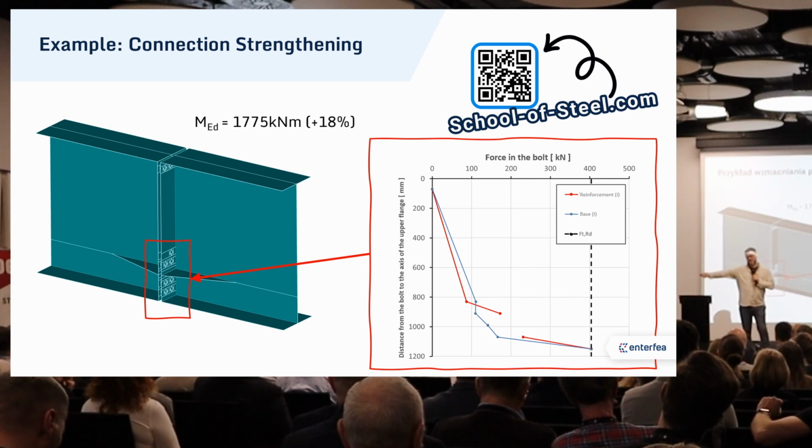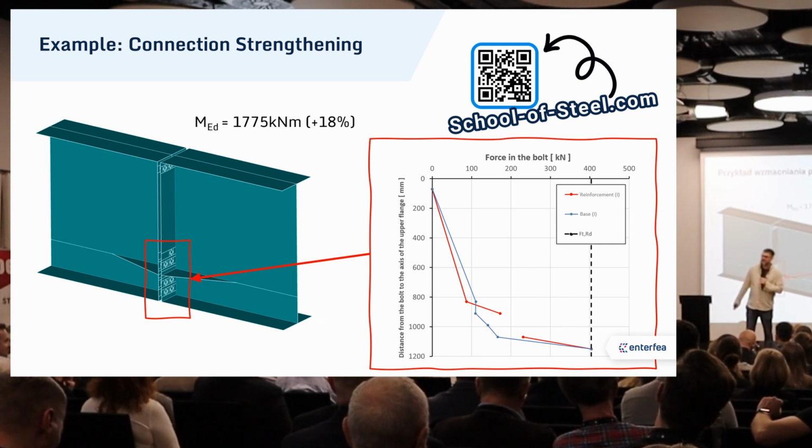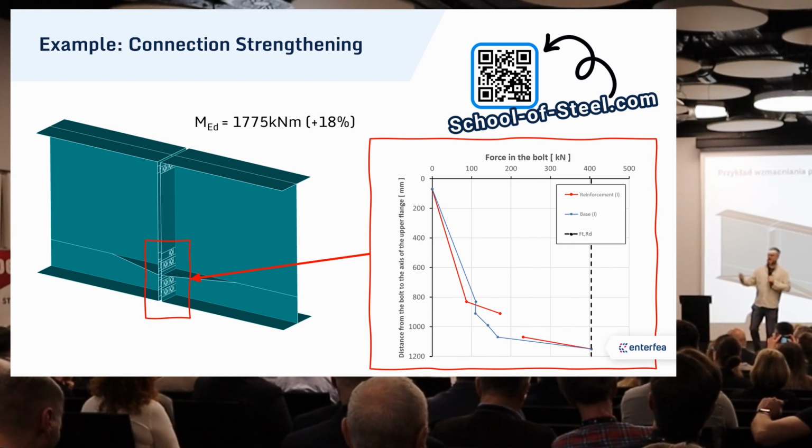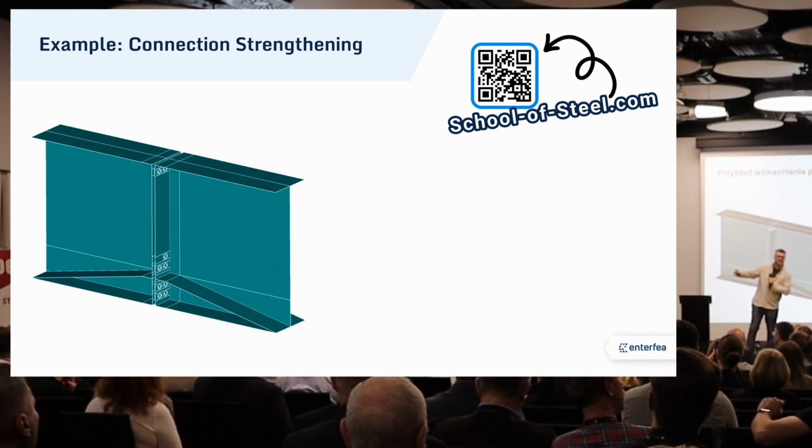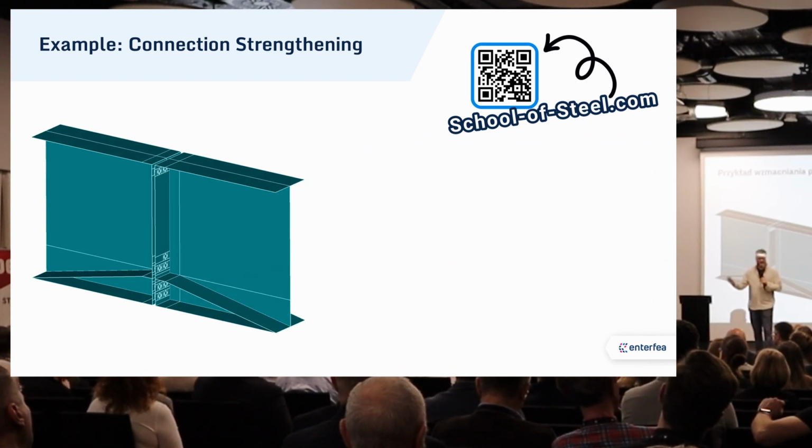And also, you can see that this is not the most effective way of strengthening the connection. Sure, we managed to introduce another bolt, and some of the bolts had slightly higher tensile forces, but this is not the most efficient way. It would be better to simply connect the stiffener to the bottom flange.